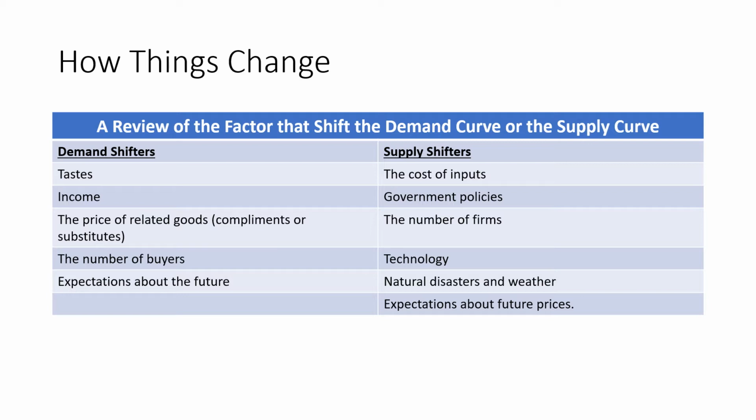And then for supply, we talked about how the cost of inputs can shift supply, how government policies such as taxes and subsidies and regulations can shift supply. The number of firms producing the particular good or service can shift supply. Technology can shift supply. Natural disasters and weather can shift supply, and expectations about future prices can also shift supply.